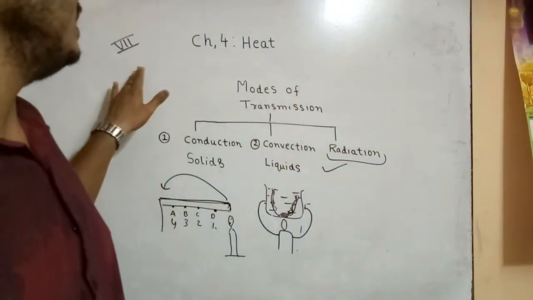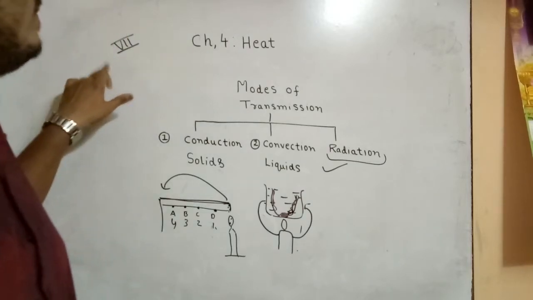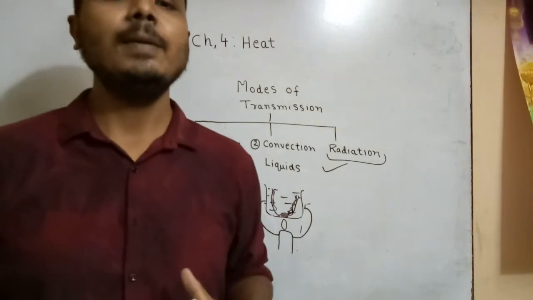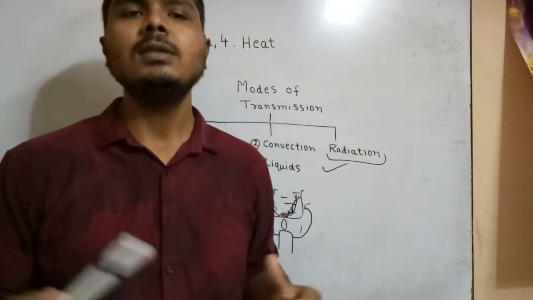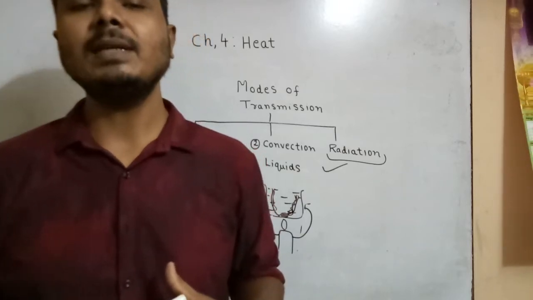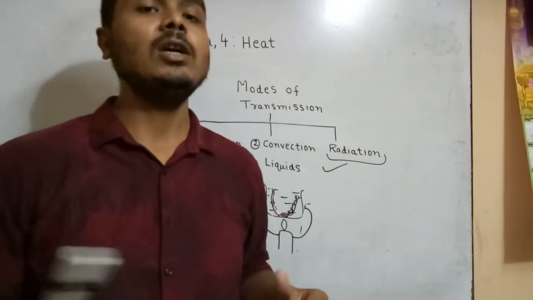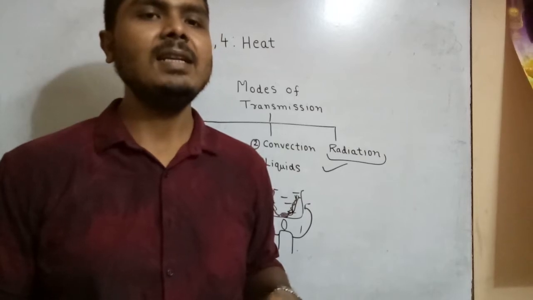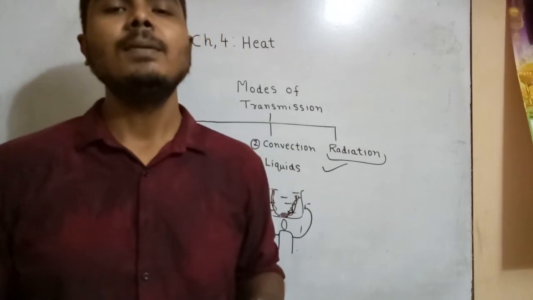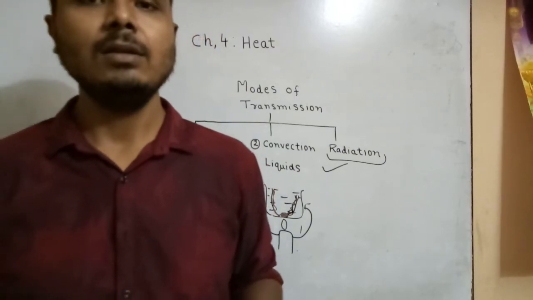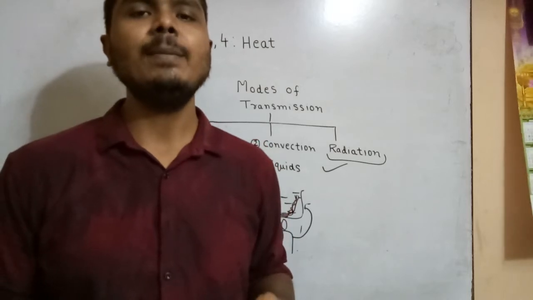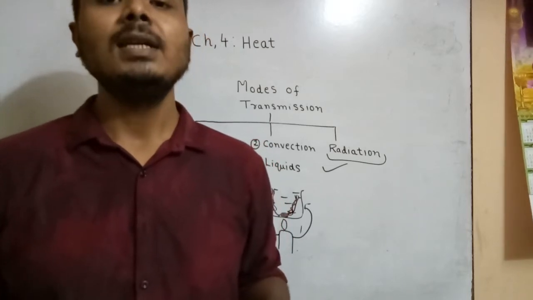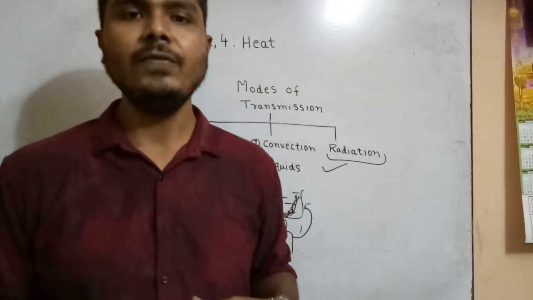In this class we will continue the same chapter. This is chapter 4 of class 7. In the previous class we discussed the meaning of the term temperature and the device by which we can measure temperature, that is, the thermometer. In this class we will study the modes of transmission of heat.